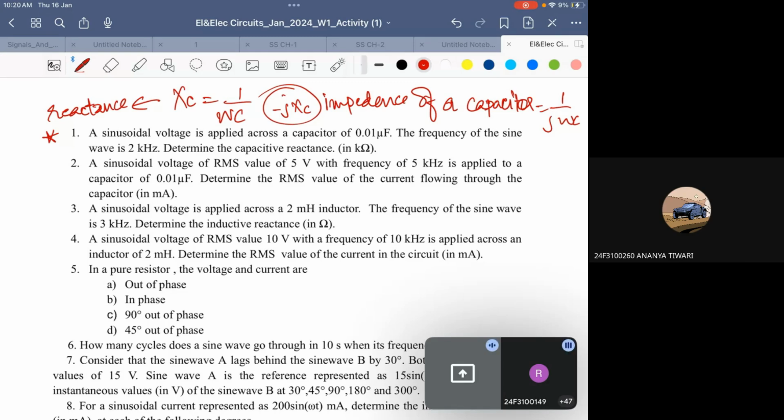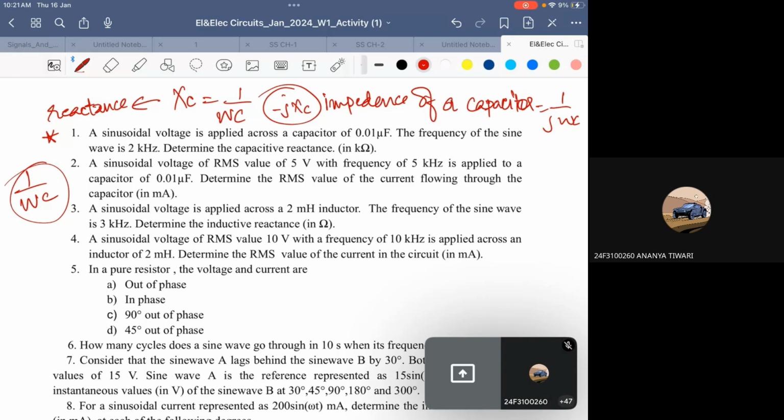1 by omega C. What is the value of omega, and what is the value of C? How will you calculate the value? We can write omega as 2 pi f. So the f value is given and the C value is given also.